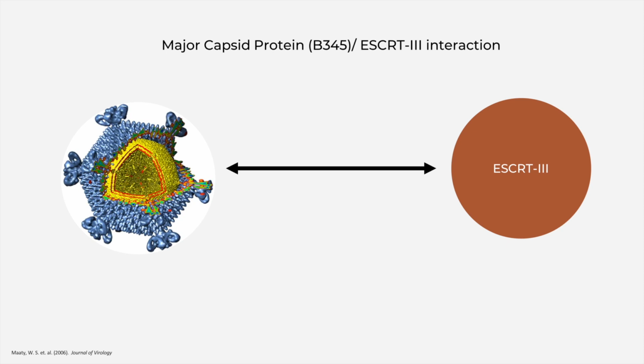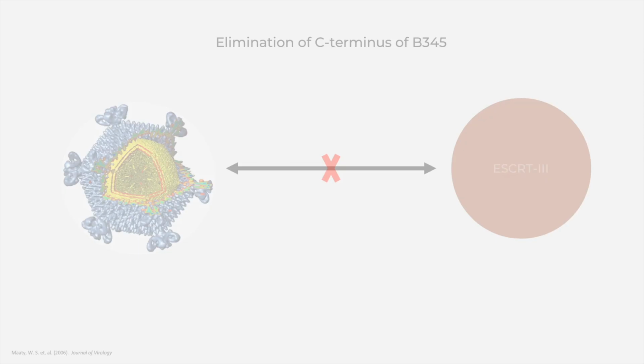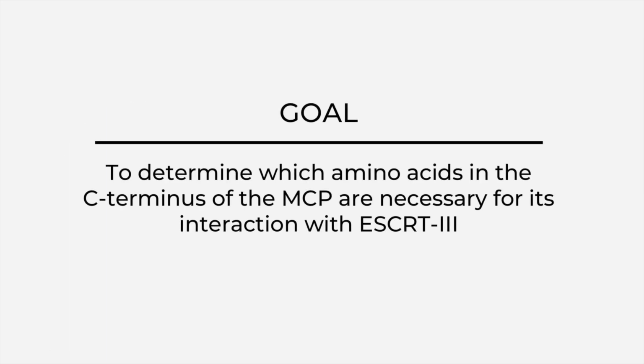We hypothesize that STIV's major capsid protein helps to recruit ESCRT-III proteins to vesicles that will eventually become the internal membrane of the assembled virion. This interaction was abolished when the C-terminus of B345 was removed. The goal of my study is to determine which amino acids in the C-terminus of the major capsid protein are necessary for its interaction with ESCRT-III.